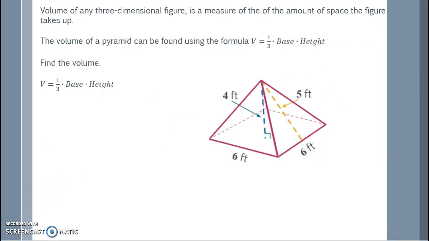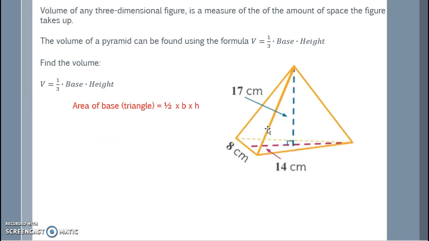The volume of a pyramid can be found using the formula volume equals 1/3 times its base times its height. So here we have a square pyramid. The area of the base, and our base is a square, is length times width, so 36. So the volume is 1/3 times 36 times the height from the middle to the tip of our pyramid of 4, which is 48 cubic centimeters.